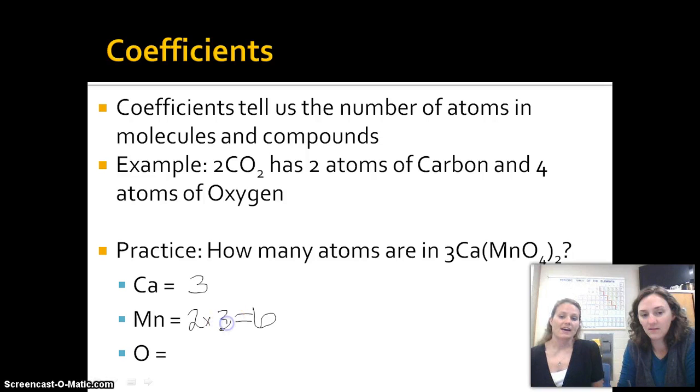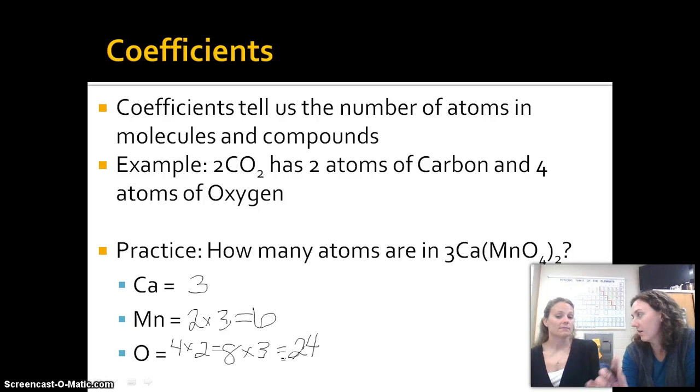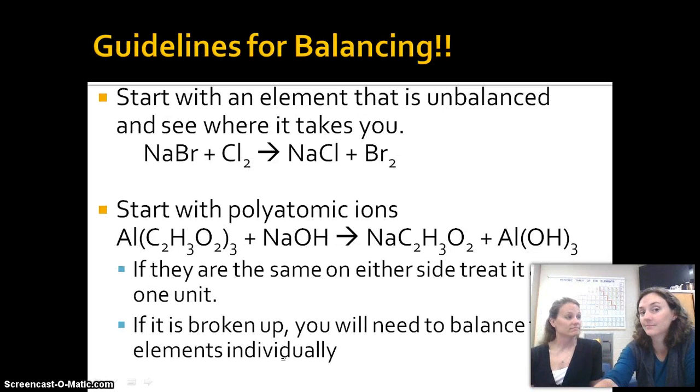And now the oxygen started off with 4, with the 2 outside, which means we multiply those 2 together, which is 8. And then we take the 8 and multiply it by 3, for our basic math skills, to get 24. You need to make sure you know how to calculate how many of each atom there are. So we've got a little factoring going on.